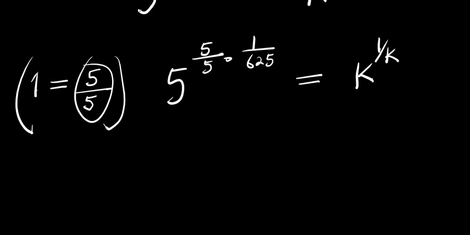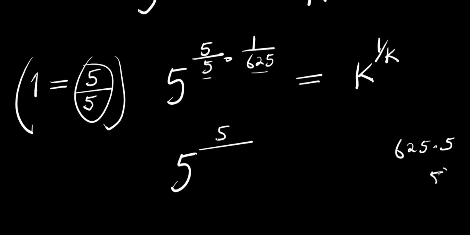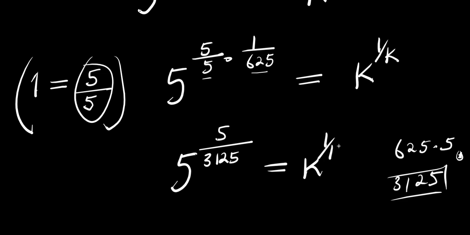So from here, I can multiply this numerator, 5 times 1, that is 5. I have 5 to the power of 5 divided by 5 times 6/5. 5 times 5, 25, 5 carry over 2. 5 times 2, 10 plus 2, 12, 2 carry over 1. 5 times 6, 30 plus 1, 31. You have 3125. This is 3125 equals k^(1/k).